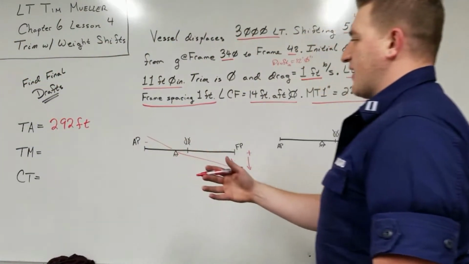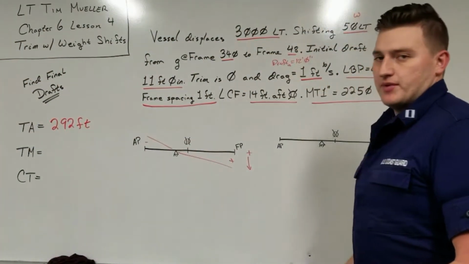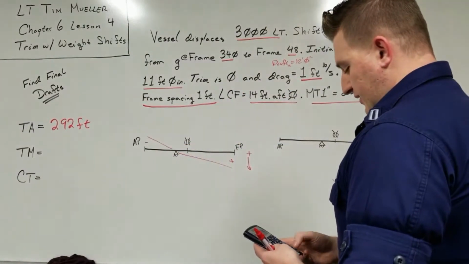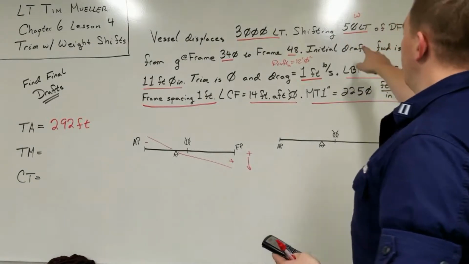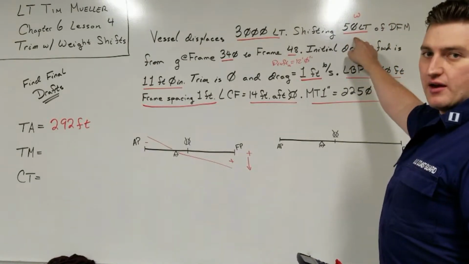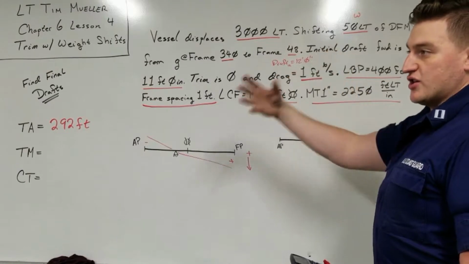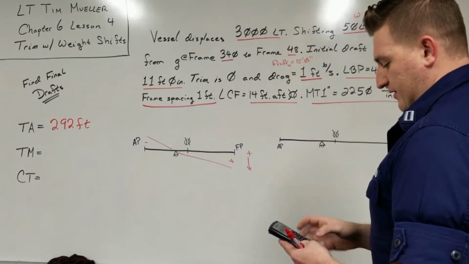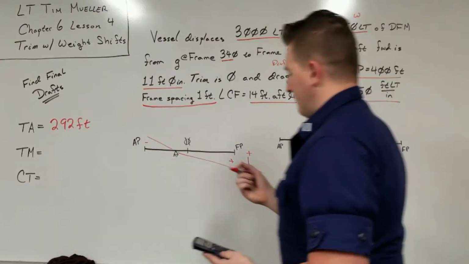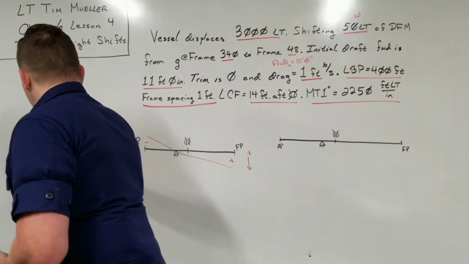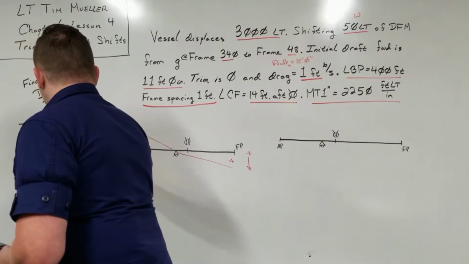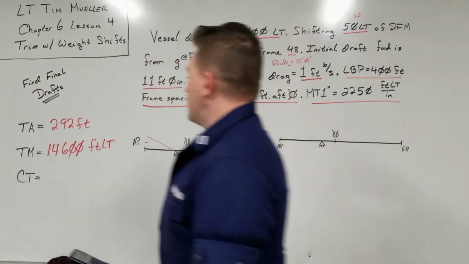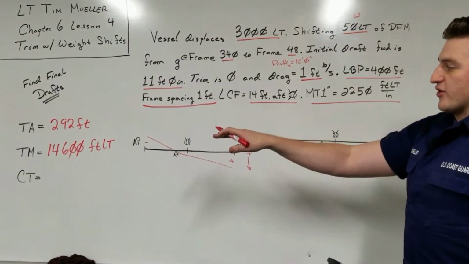All right, now we have to take our trimming moment. The trimming moment is just the trimming arm times the weight that we moved. So we take that 292 times 50. We already have the amount of weight that we are shifting, so we don't have to do anything with that number. 292 times 50 gives us 14,600, and don't forget your units, foot long tons. All right, now we have our trimming moment.